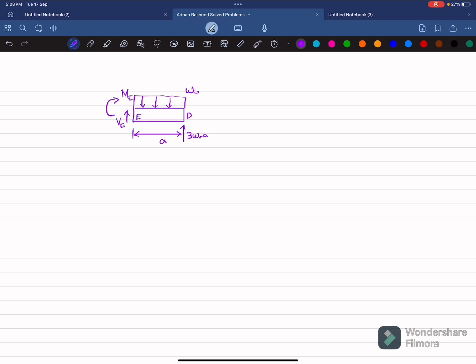We will find this moment by using the equation of equilibrium, that the sum of all moments about point E is equal to 0, taking the counterclockwise moment as positive. When this w naught load is converted into a point load, it will be w naught into a, and that will act at a distance of a by 2 from either side. Now you can apply the equation. About point E, one moment is ME, which is clockwise, so I will write minus ME. The second moment is due to this load into the perpendicular distance a by 2, and this is also clockwise.